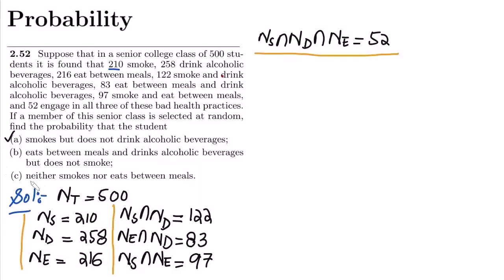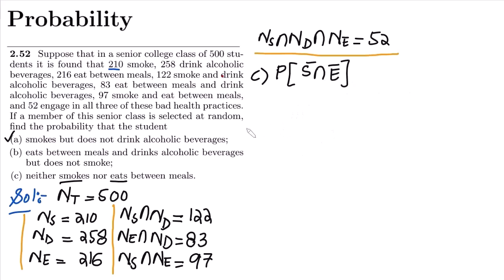In part C, we have to find the students who neither smoke nor eat between meals. So this is part C, and we have to find the students who neither smoke nor eat in between meals. Before doing it, we have to find the students who either smoke or eat, or smoke and eat both of them. So for it, let me first say that I have to find the probability of students who neither smoke nor eat in between meals.